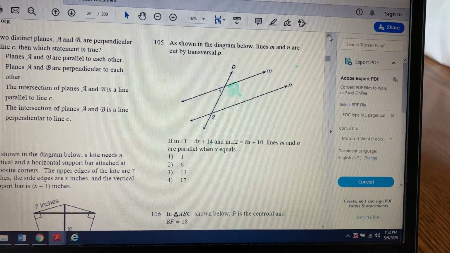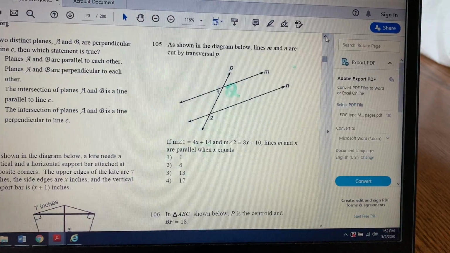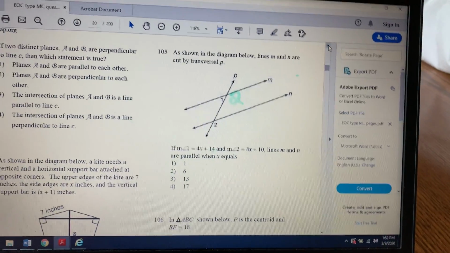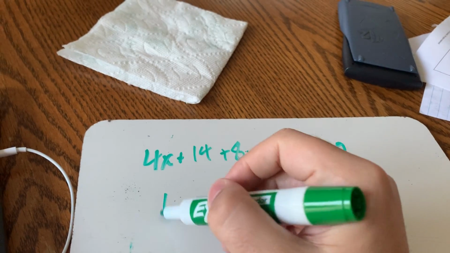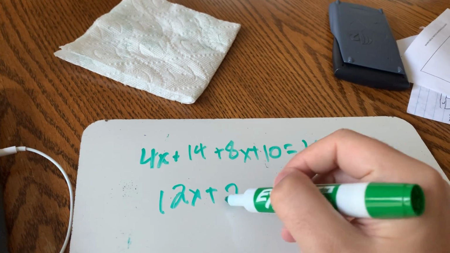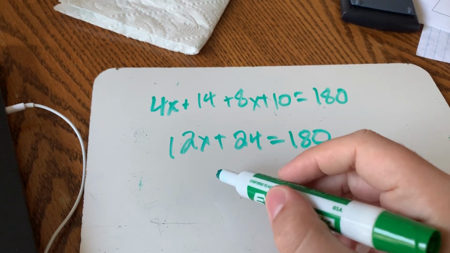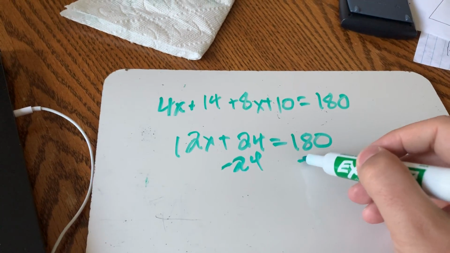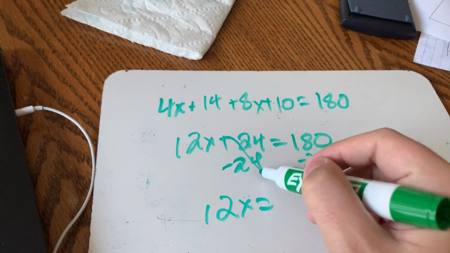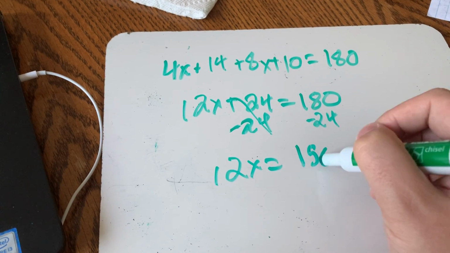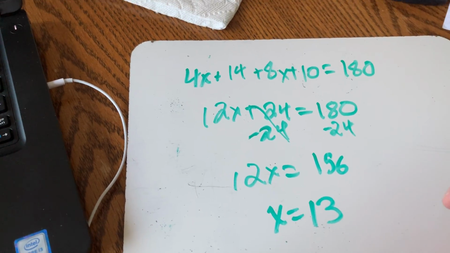So 4x, there's no negative sign, so I'm just going to write everything out straight. 4x plus 14 plus 8x plus 10 equals 180. All right. Combine like terms, gives me 12x plus 24 equals 180. Subtract 24 from both sides would give me 12x equals 156. Divided by 12, x is 13.